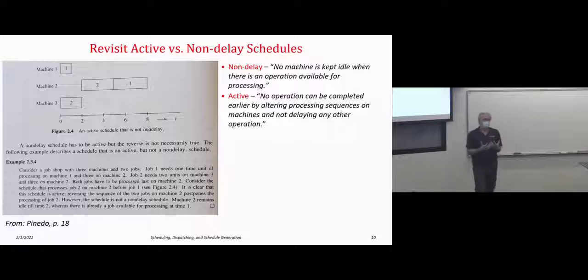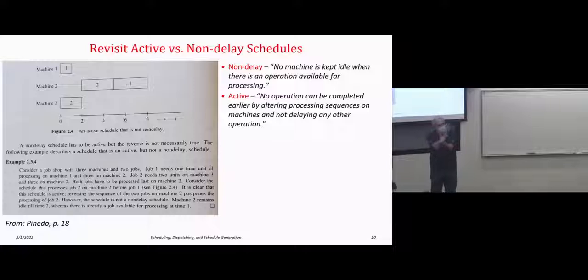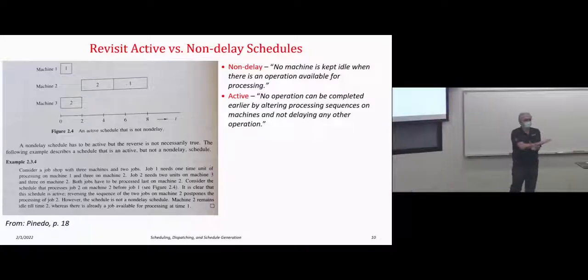So a non-delay schedule basically says if I can do something, I'm going to do it. An active schedule is a little bit different. An active schedule basically says I can't move something earlier in the schedule without it causing something else to be later. It's not exactly what it says, but for our interest, that's close enough. Okay?